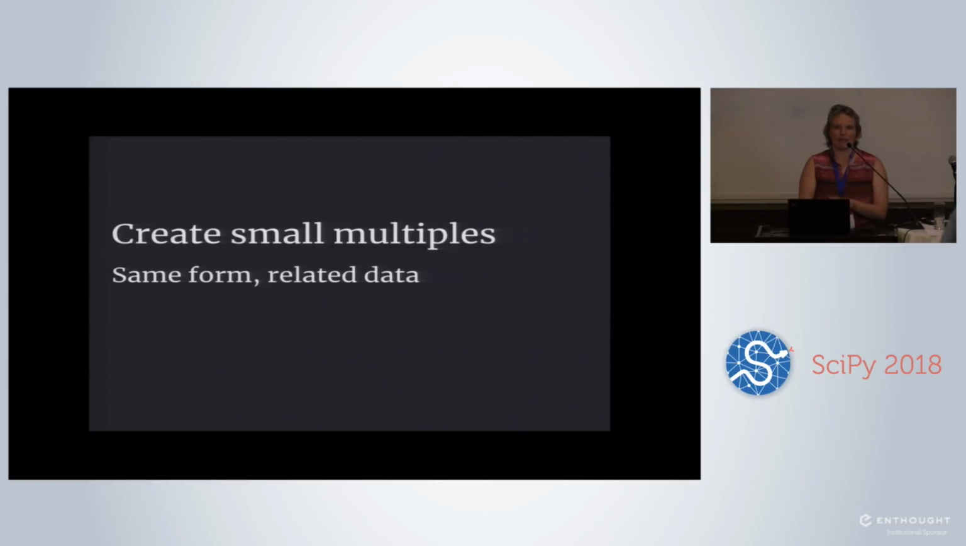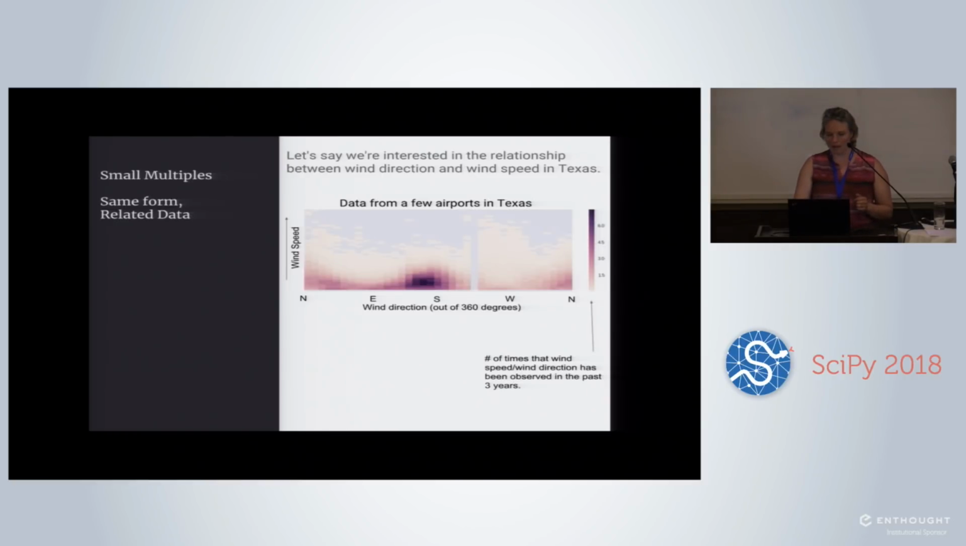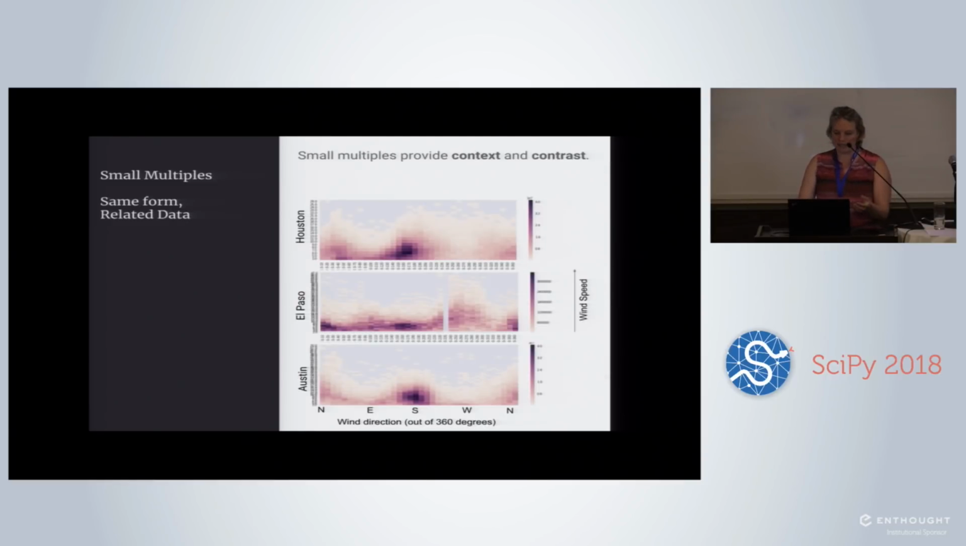There's a couple different ways to think about small multiples. The canonical one is with the same form and related data. Let's say that we're interested in the relationship between wind direction and wind speed in Texas, and we have data from a few airports in Texas. We could make a single chart like this, and we can learn something from that. But I would argue that we would learn a lot more by looking at all 3 of these cities separately.